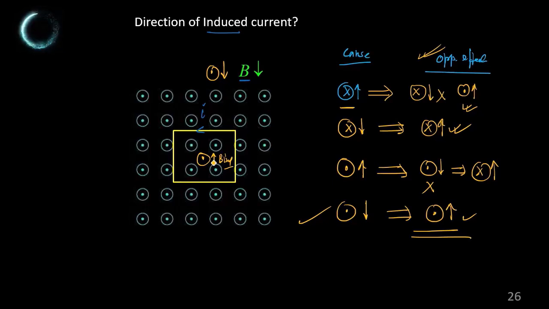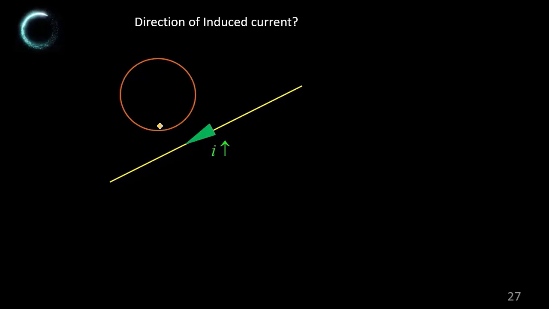Outward means dot. So once I put thumb outward and curl my finger, I see that the current inside the loop should be along this direction. That means this is the anti-clockwise direction. Similarly, there is a long current carrying wire, through which I is increasing.